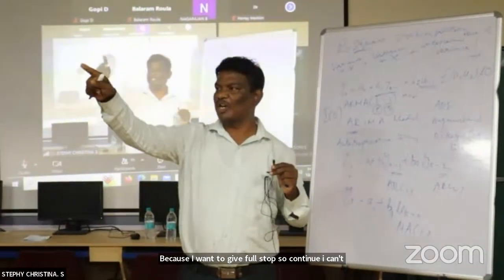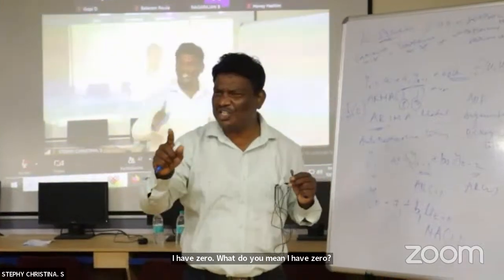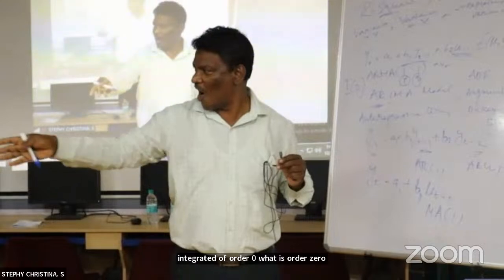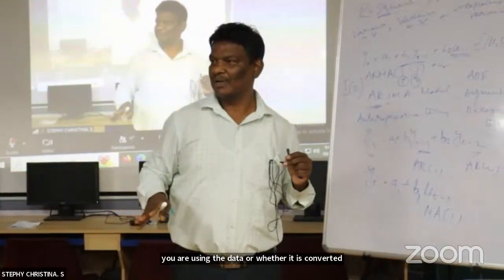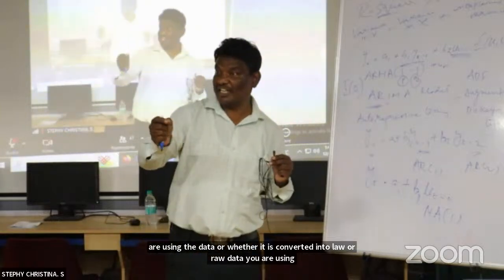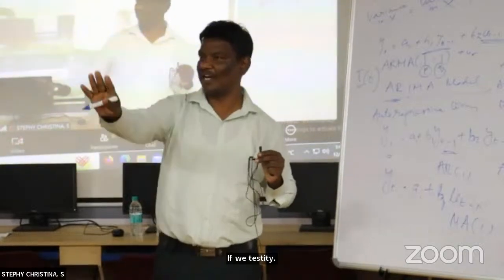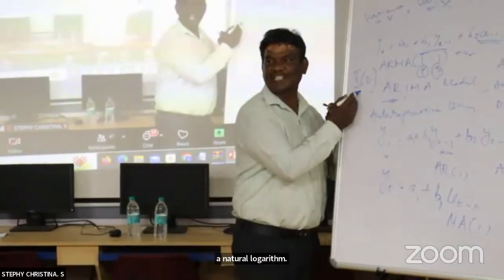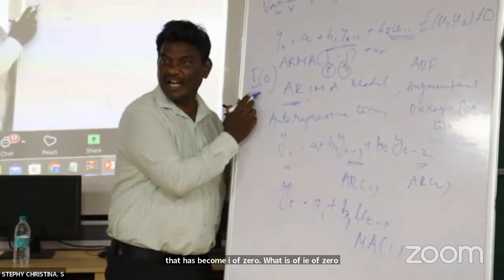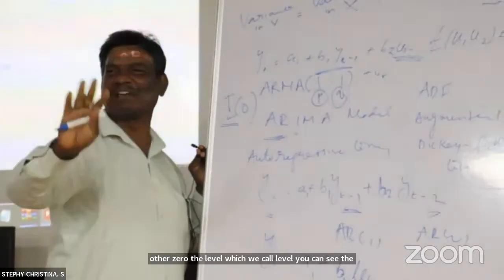I of 0. What do you mean, I of 0? Integrated of order 0. What is order 0? You are using the data, whether it is converted into log or raw data, and log data for normalizing. If it is stationary at natural log or raw data, that has become I of 0. What is I of 0? Integrated of order 0. The level, which we call level. You can see the software itself mentions level.